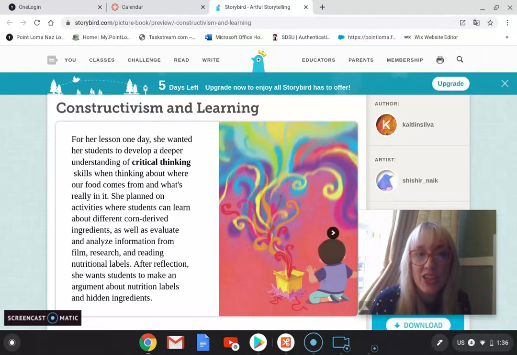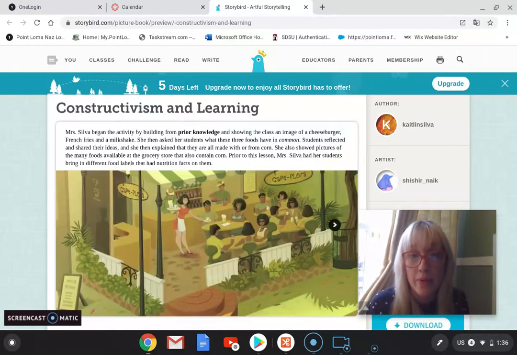So for her lesson one day, she wanted her students to develop a deeper understanding of critical thinking skills when thinking about where a food comes from and what's in it. So she planned on activities where students can learn about different corn-derived ingredients, as well as evaluate and analyze information from film, research, and reading nutritional labels, as well as reflect and make arguments based on the information that they learned. So lots of critical thinking going on.